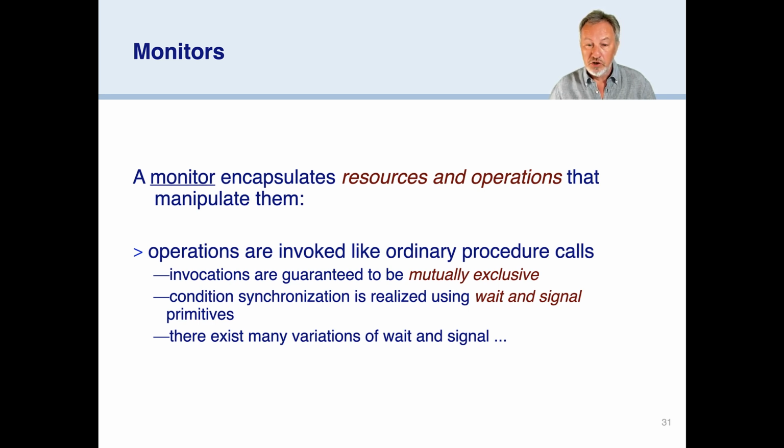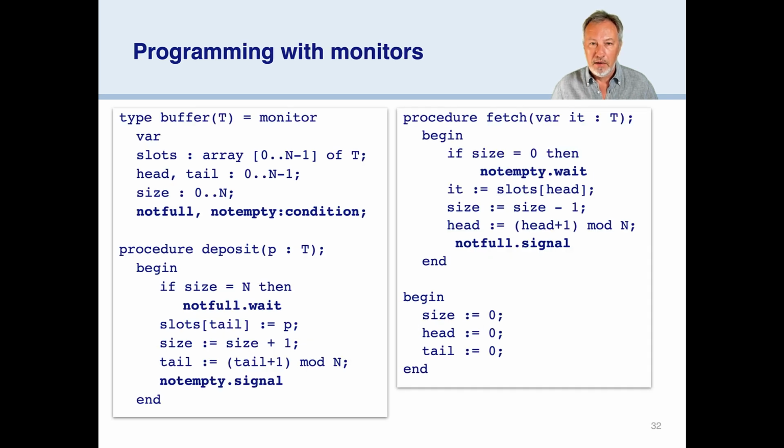Condition synchronization is realized with the help of the particular operations wait and signal. And these are primitives. We'll see that Java also supports similar mechanisms. However, there are many different variants of monitors with different semantics of wait and signal. Here's an example.